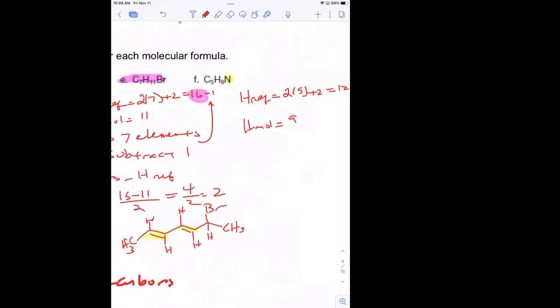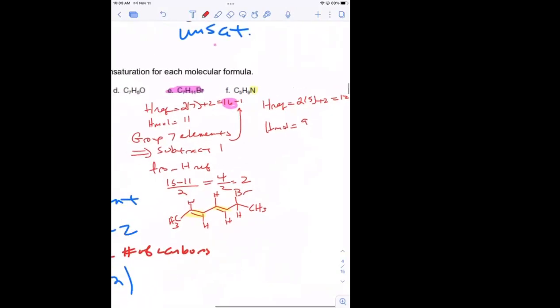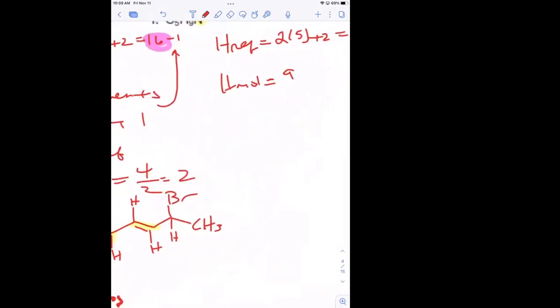You can see right away, I'm going to end up with a fraction. 12 minus 9 over 2 is going to be 3 over 2, and I don't want that. So if I have group 5 elements present, I need to add 1 to H rep. So nitrogen, phosphorus, anything in that group.